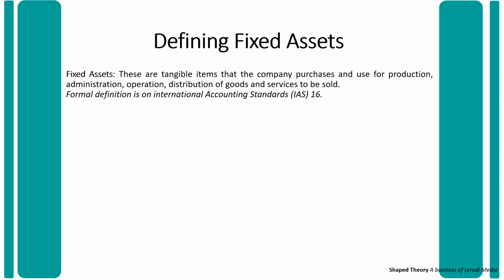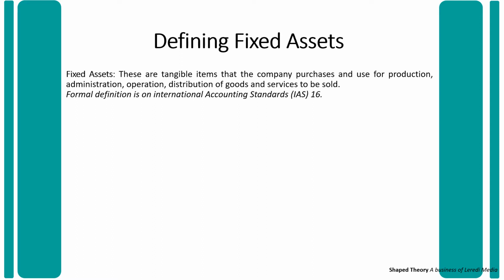So in a nutshell, fixed assets are already assets. They meet the definition of an asset. It says that these are assets that are used for a period that is more than the next 12 months. And these assets are used for either production, administration, operation, or distribution of goods and services.